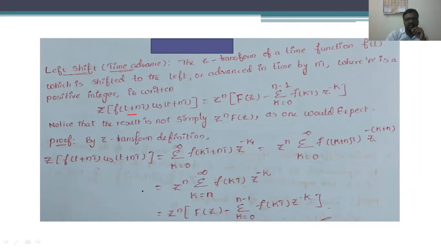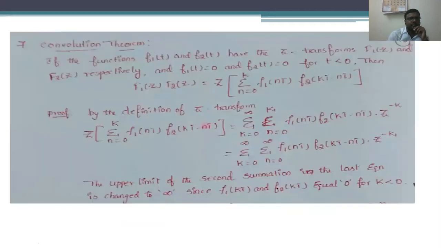Simply substituting the values of n, we multiply with z power plus n and z power minus n, and we finally get the value z power n into f of z. This remaining value we will discuss later. If a positive value appears, the final value is z power n into f of z, or if a negative value is there, the final value must be z power minus n into f of z. Okay? This is about the shifting property.